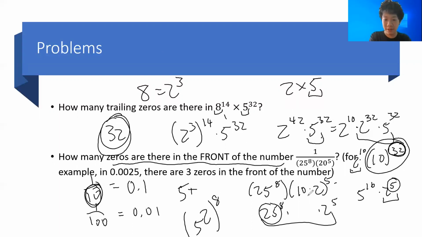So we had 5 from the initial 10. Now we have 5 from this group. 5 plus 5 equals 10. And that's the answer. There are 10 zeros in front of the number because we found that for every power of 10 in the denominator, there's 1 zero, 2 zeros, etc. Okay?